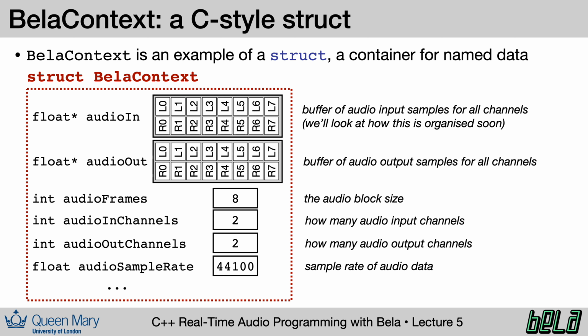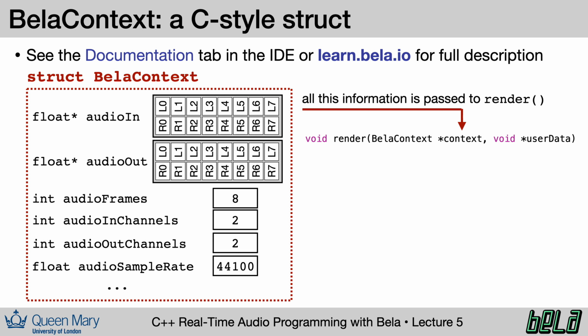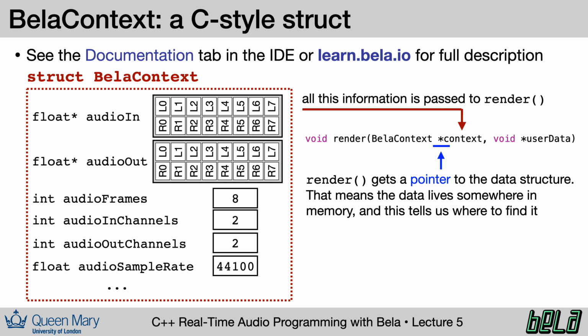And we saw that Bela context contained within it a number of different fields holding things like input and output samples, numbers of channels, sample rates, etc. And we saw that this Bela context struct was passed into the render function as a pointer, which meant that the struct was located somewhere in memory and that the pointer told us where to go find it.